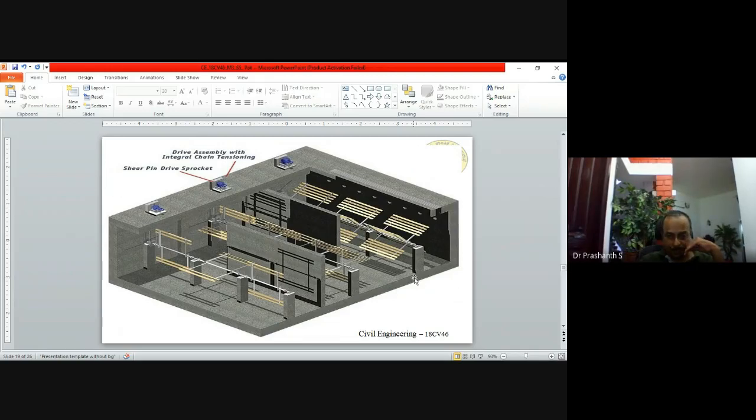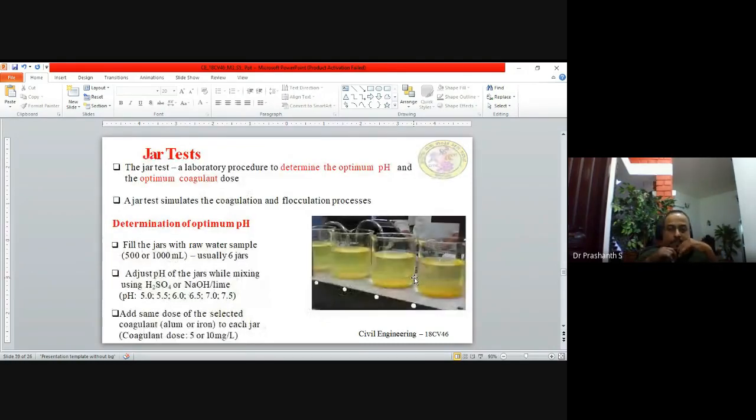coagulation sedimentation tank. Now we will move on to the jar test, generally done in the laboratory. What is the jar test? Jar test is a laboratory procedure to determine the optimum pH and optimum coagulant dosage. Most of the dosage depends upon the pH of the water also. So a jar test simulates the coagulation and flocculation process.